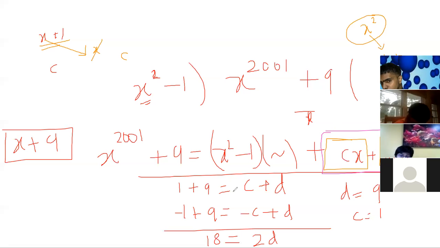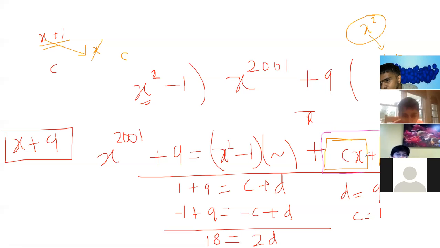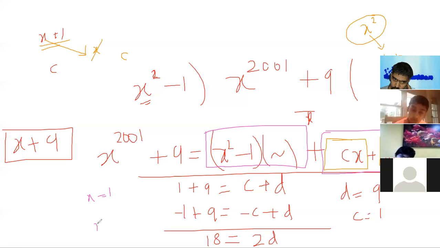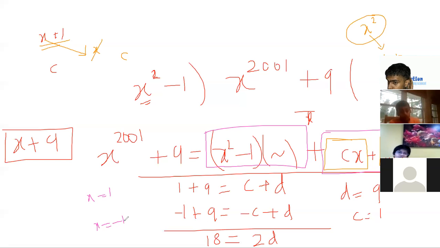So if you put x equal to 1, you're getting one equation, right? This whole thing goes 0 for 1. For minus 1 also, this guy goes 0. So 1 plus 9 is equal to c plus d, and minus 1 plus 9 is minus c plus d. I substitute x equal to 1, I get one equation. I substitute x equal to minus 1, I get one more equation. But they're both giving the same value for c and d, right? One gives it and one confirms it.